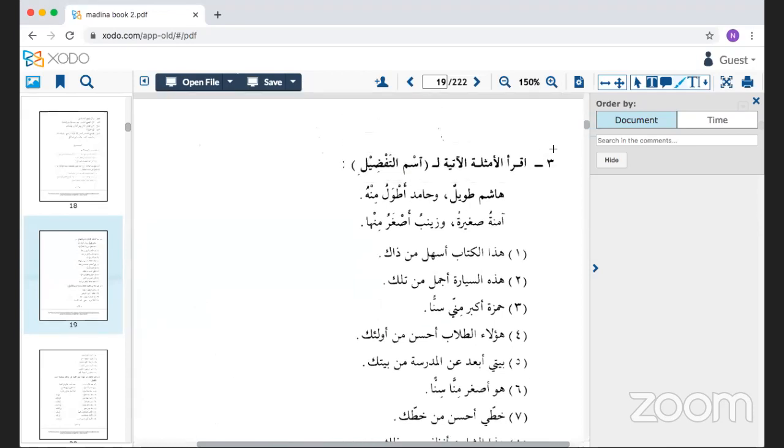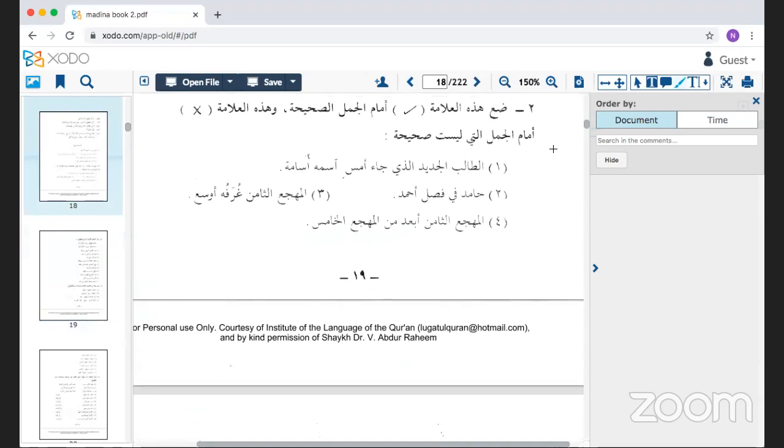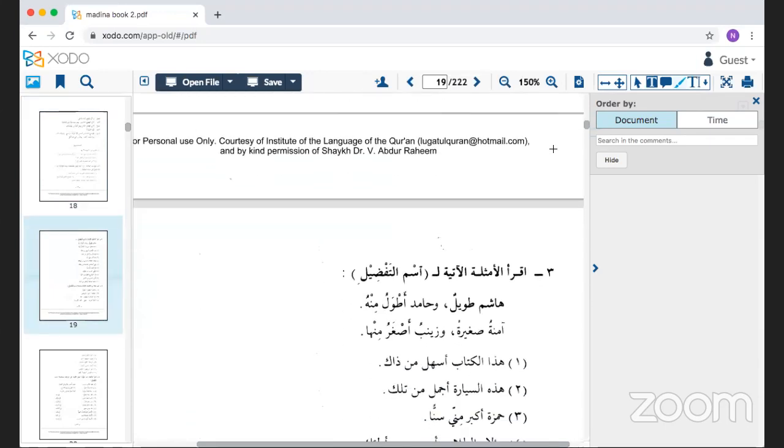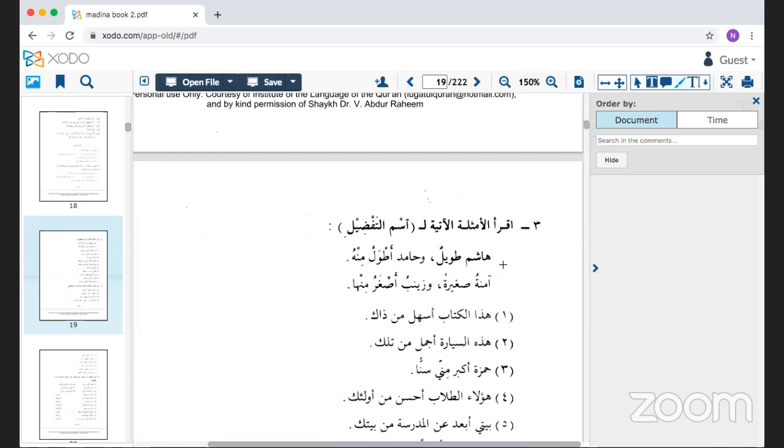طيب. Let's look at this تمرين رقم ثلاثة. It says اقرأ الأمثلة الآتية لاسم التفضيل. Read the following examples of اسم التفضيل. هاشم طويل وحامد أطول منه. آمنة صغيرة وزينب أصغر منها.